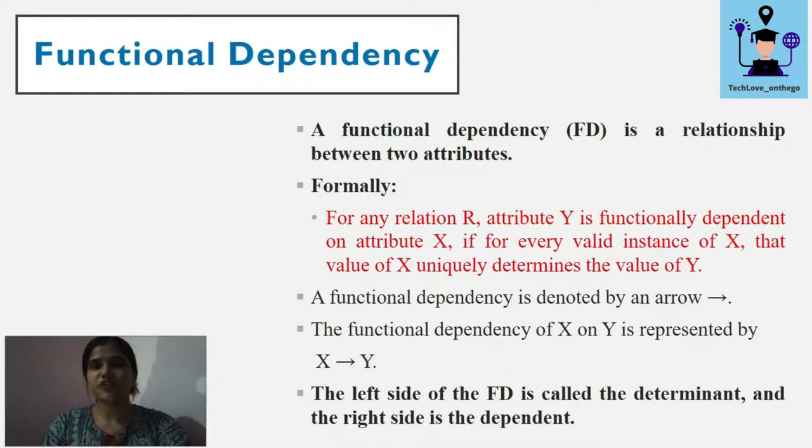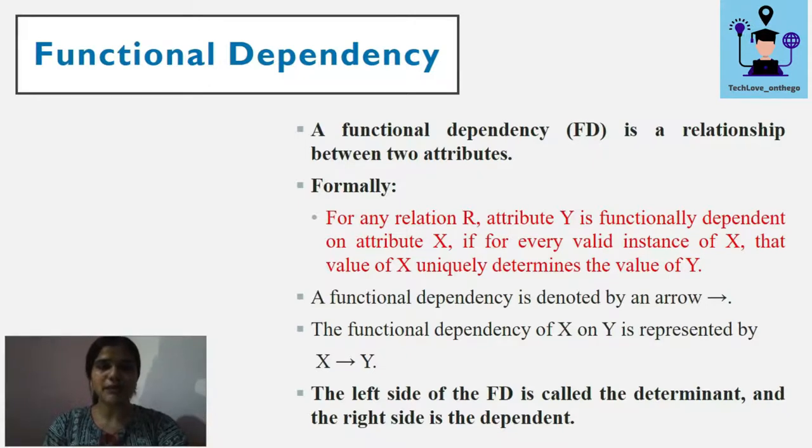So what is basically functional dependency? It is the relation between two or more attributes. In a formal way, we can say this like, for any relation R, attribute Y is functionally dependent on attribute X if for every valid instance of X, that value of X uniquely determines the value of Y. So in any relation, if I want to determine the value of Y with the help of some other attribute X, then that X should be able to determine each and every value of Y with the help of each and every instance of value of X.